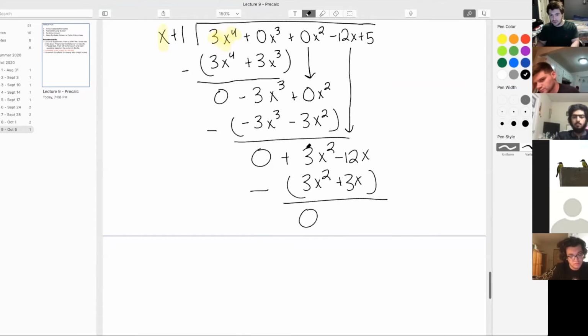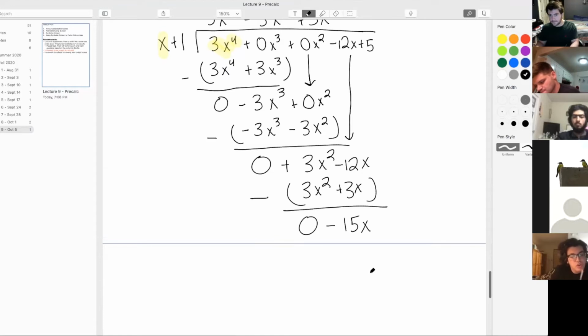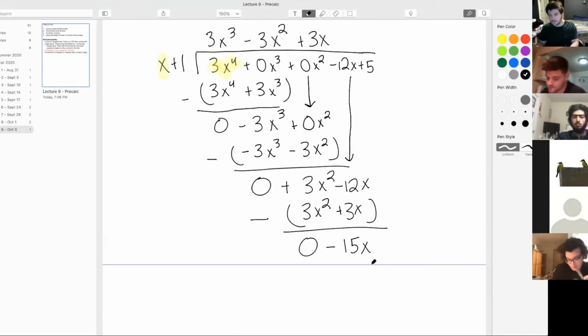Okay, 0, 3x squared minus 3x squared is 0. And now I have negative 12 minus 3x, which is negative 15x. Okay, and we just have one more to do. We just have to bring down this plus 5.